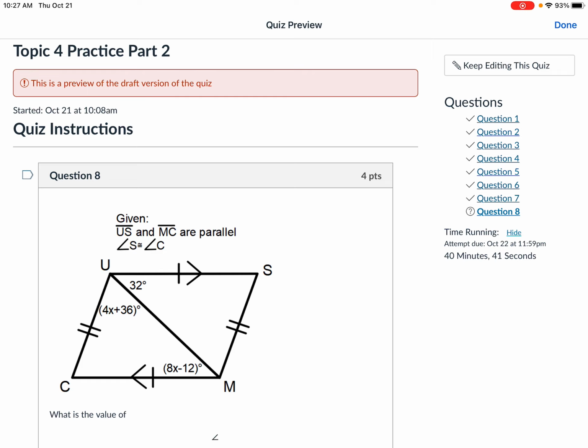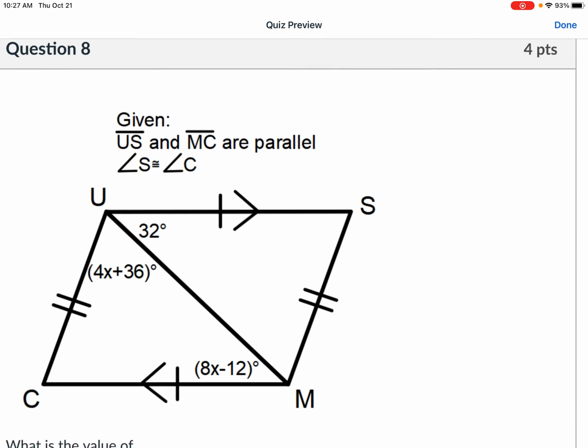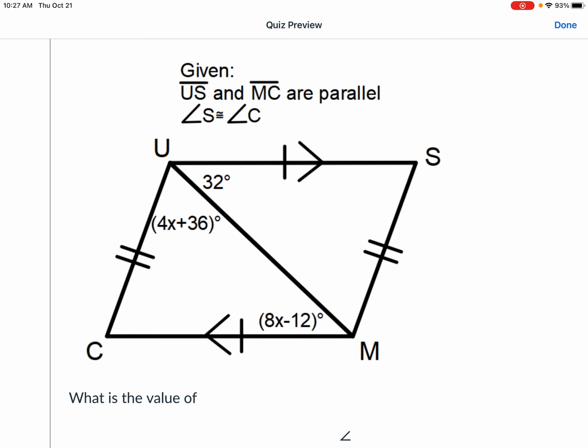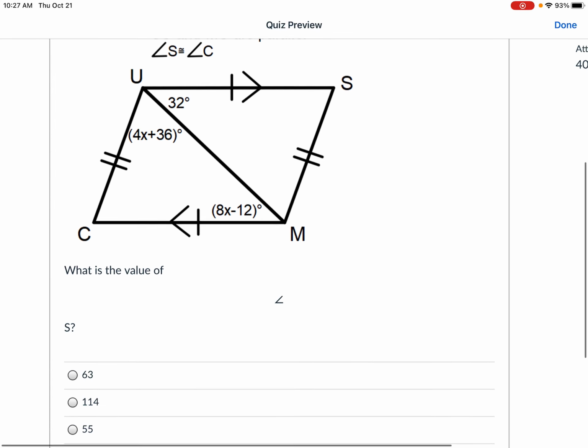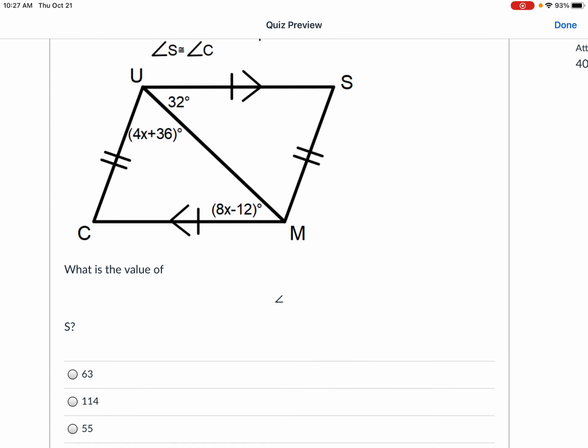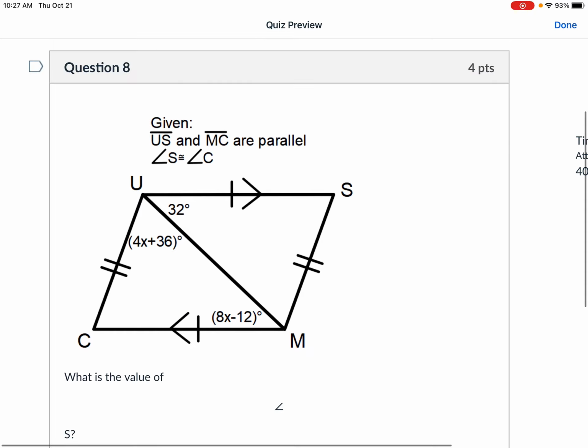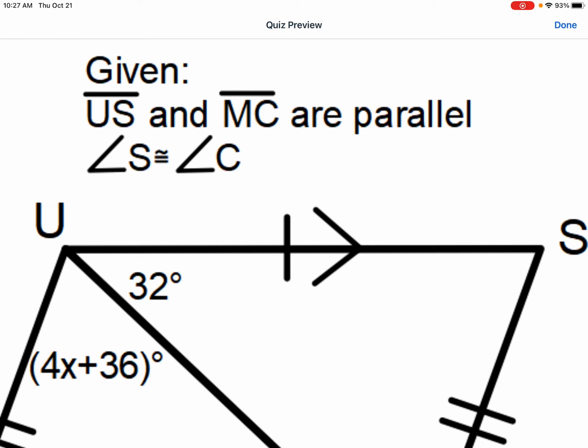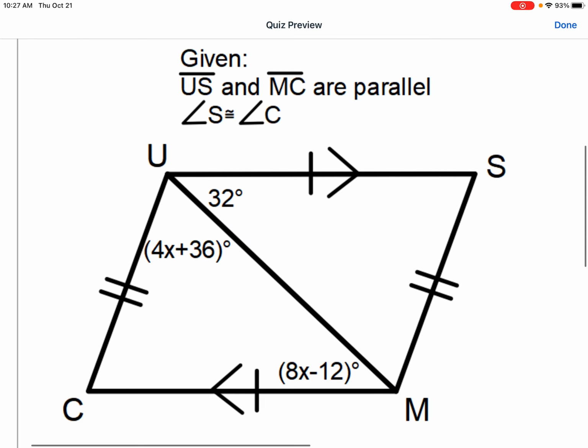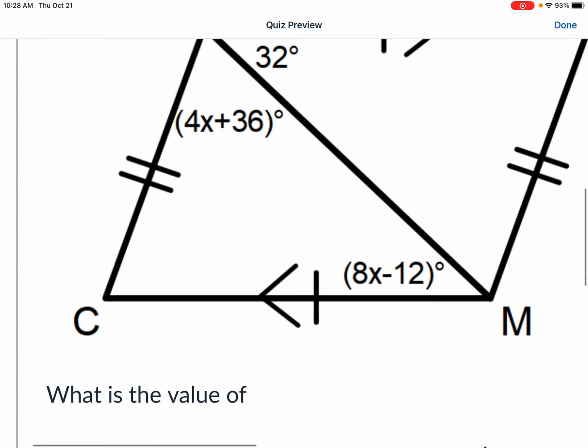Question number 8, though, is where we get to apply that knowledge. Question number 8 has the exact same picture, the exact same given information, and it is asking us to find what is going on with angle S. Now, I will say this. Up in the given information, angle S is the exact same as angle C. That's very helpful information. That tells us if we can find what C is, that will be the same answer that we're looking for.